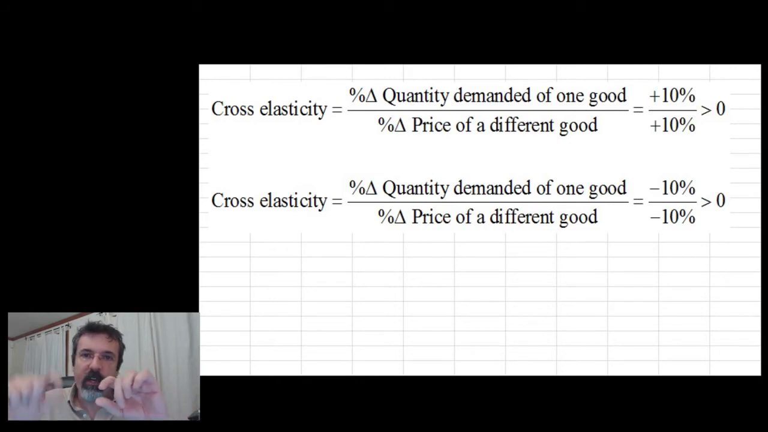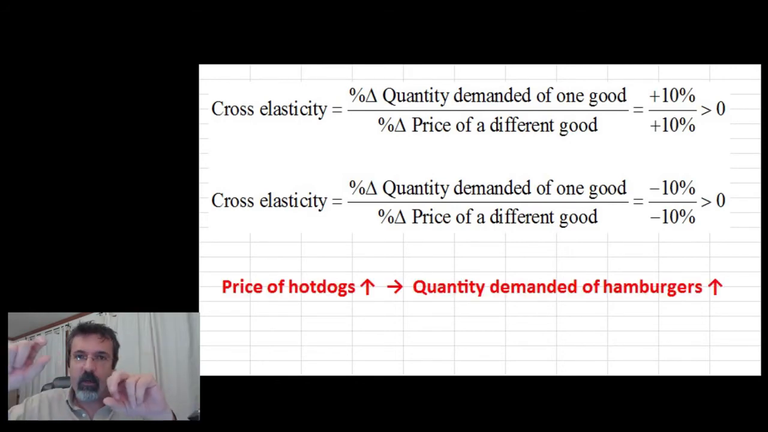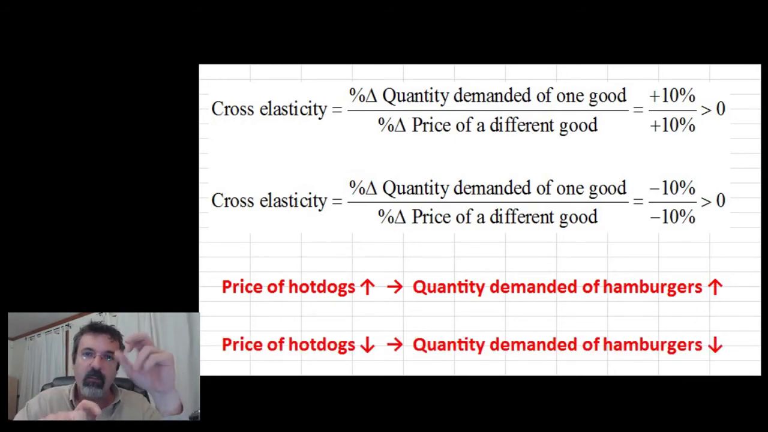There are 2 ways to get a positive cross elasticity. One is that the price of good A goes up, and the quantity demanded of good B also goes up. So they're both going up. That'll give you a positive ratio. The other way to find a positive ratio is for the price of good A to go down and the quantity demanded of good B to go down also. That also gives you a positive cross elasticity.